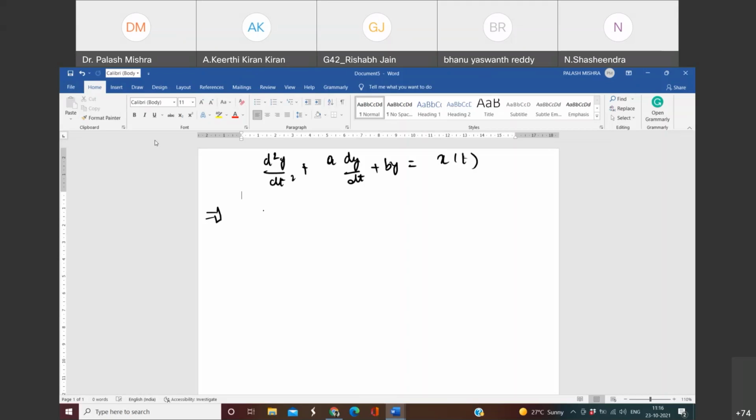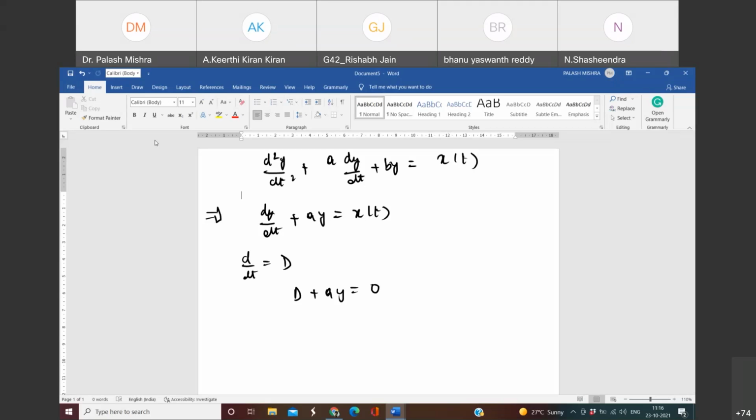So previous was this one, dy/dt plus a times y equals x(t). You can assume this d/dt as capital D. I am just giving a variable name. So you can write this as D plus a, times y equals 0. Please write it down. Any doubt in this?